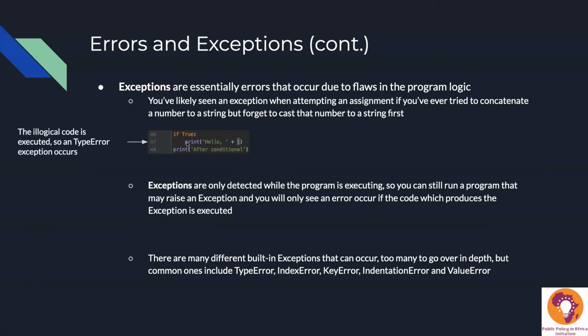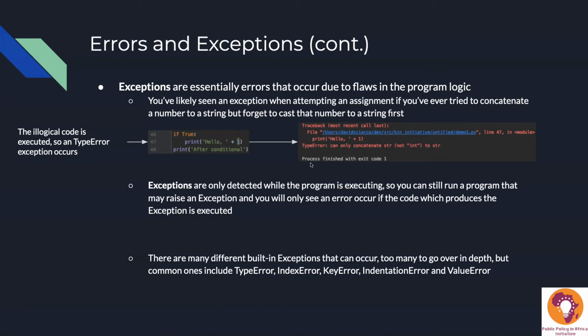So when I run this, line 47 will run because I just have if true. Since this is set to true, this line will always execute. Then when I run that, I get this traceback here. Again, it calls out my file, and it says on line 47, my problematic code is print hello + 1. And then I get a type error here: can only concatenate str, not int, to str.